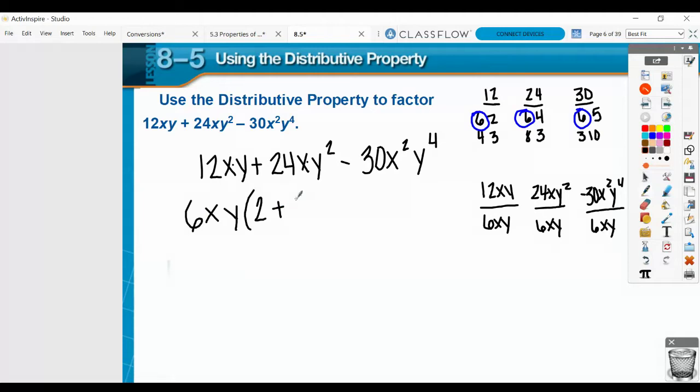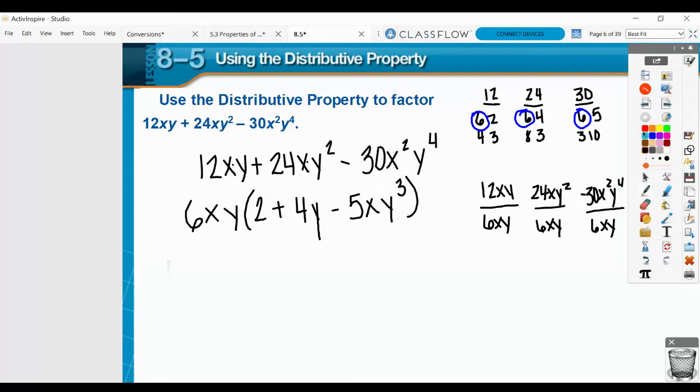24 divided by 6 is 4. You had an x and you took away an x, so there's nothing left. You had 2 y's and you took away a y, so you have 1 y left. And then 30 divided by 6 is 5. You had 2 x's, you took away 1, so you have 1 left. You had 4 y's, you took away a y, so you have 3 y's left.